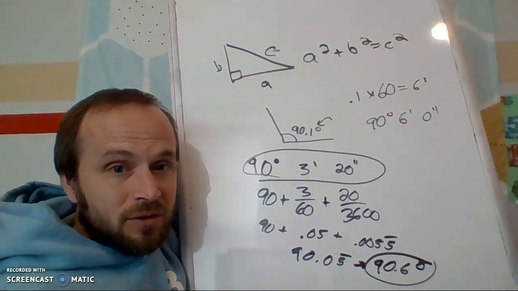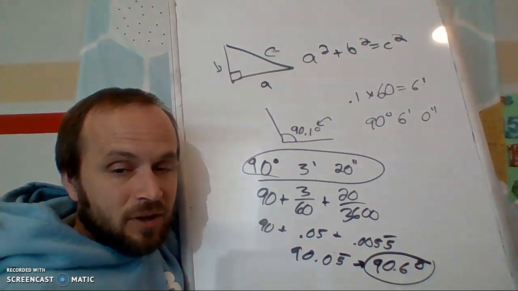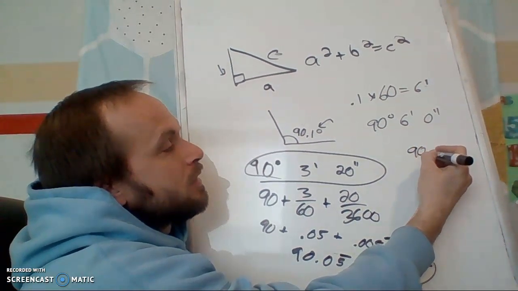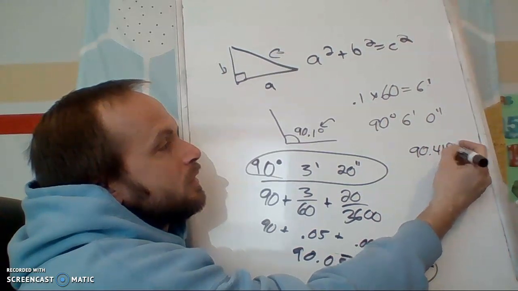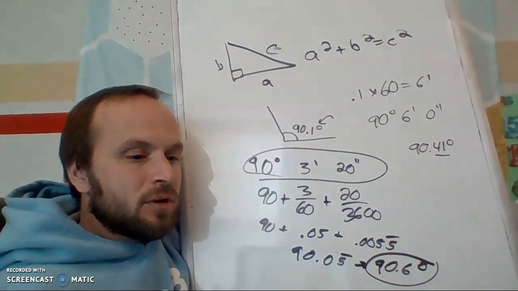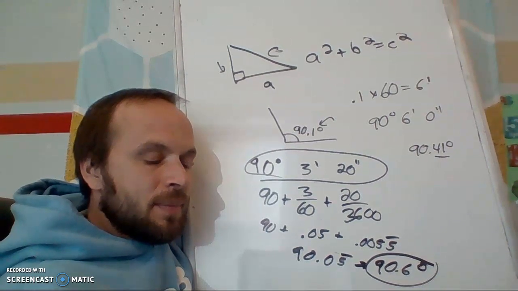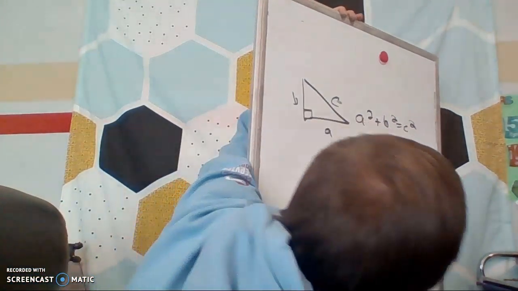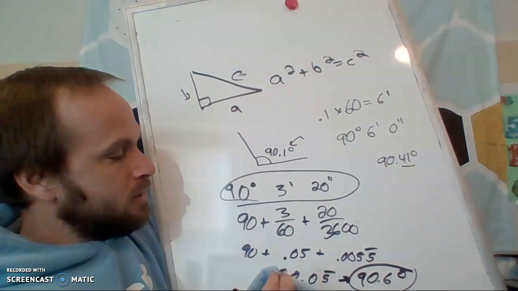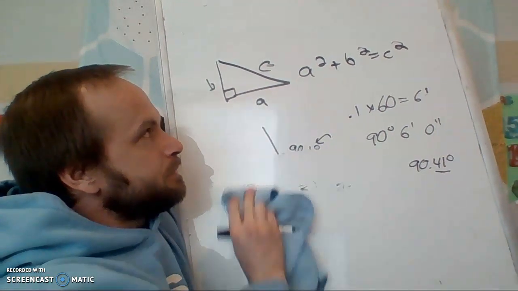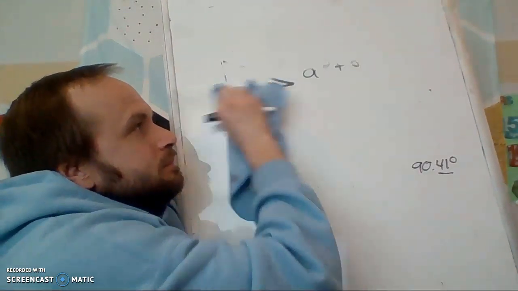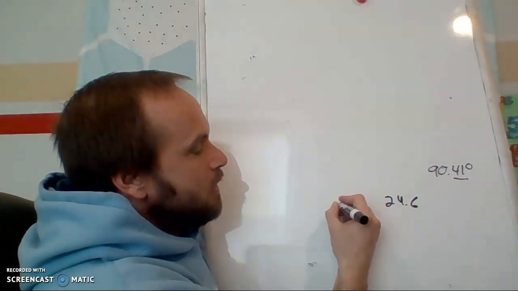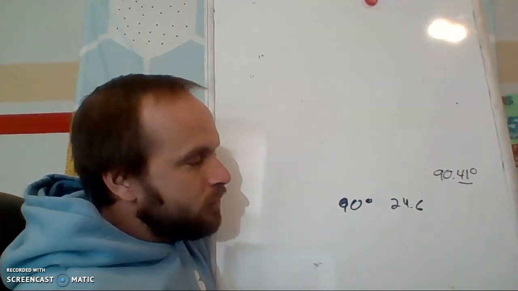All right, if we had to keep going to seconds, if for example on this problem here, let's say we had something like 90.41 degrees. Again, we're going to take the 0.41 and multiply it by 60. I'm going to erase some stuff here so we can clear up our mind. All right, we get 24.6. So we have 90 degrees plus 24.6 minutes.